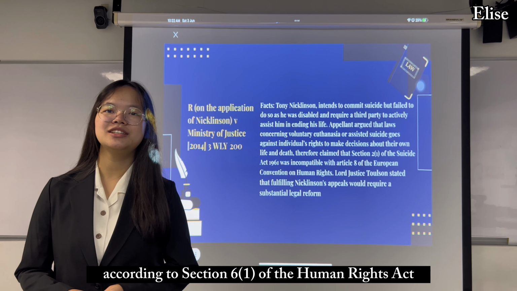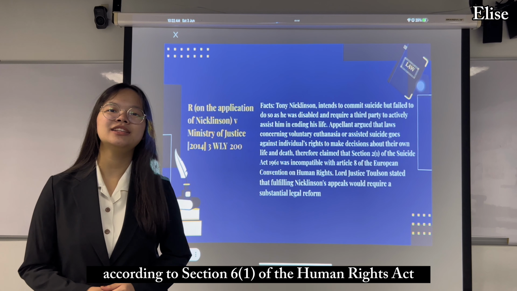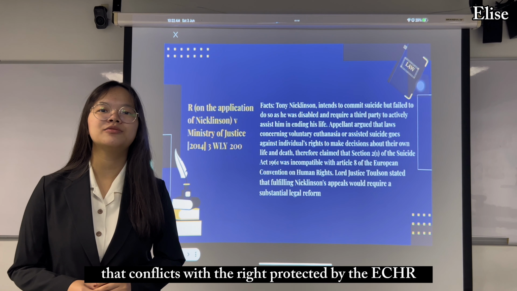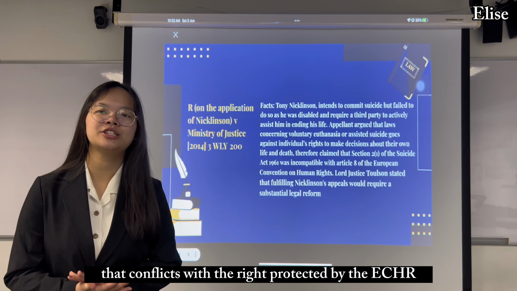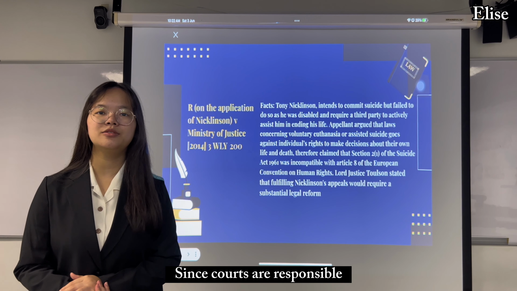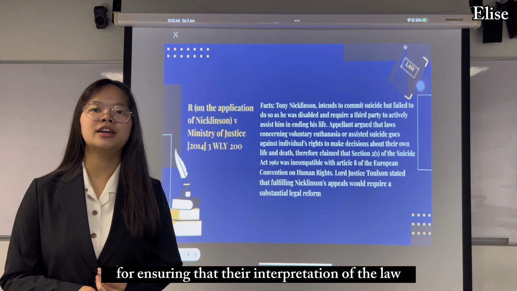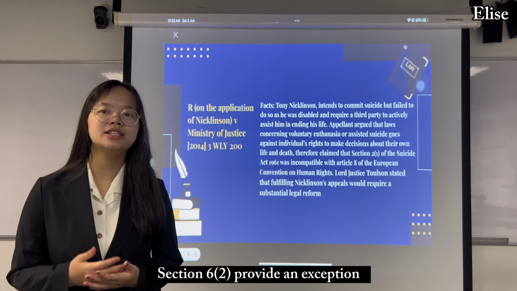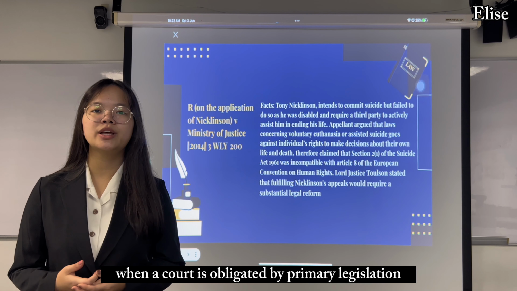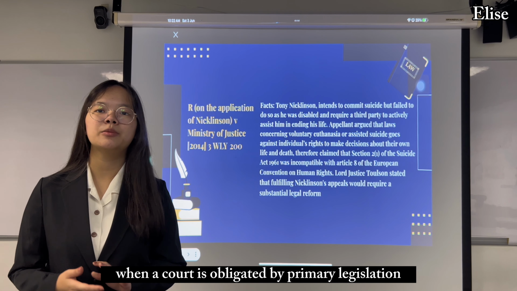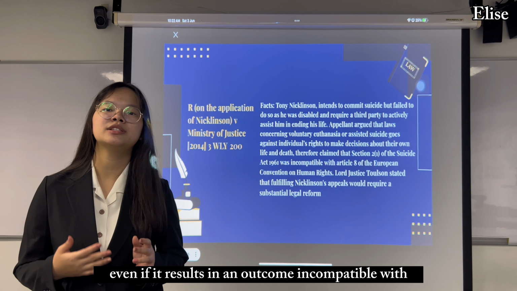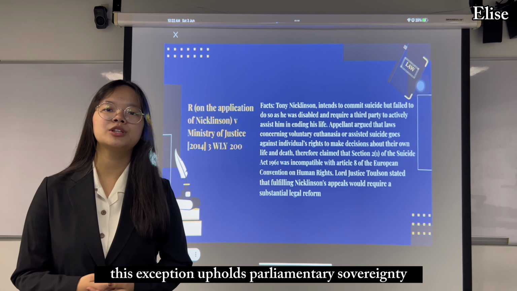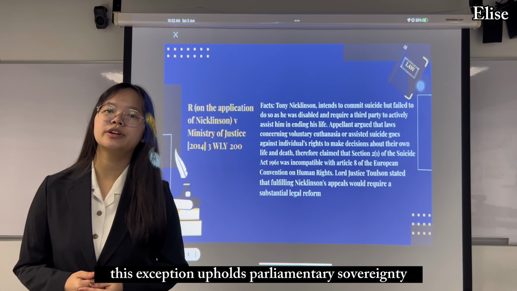According to Section 6, Clause 1 of the Human Rights Act, it is unlawful for a public authority, including the courts, to act in a manner that conflicts with a right protected by the ECHR. Since courts are responsible for ensuring that their interpretation of the law aligns with the principles of the Convention, Section 6, Clause 2 provides an exception when a court is obligated by primary legislation, even if it results in an outcome incompatible with a Convention right. These exceptions uphold parliamentary sovereignty.